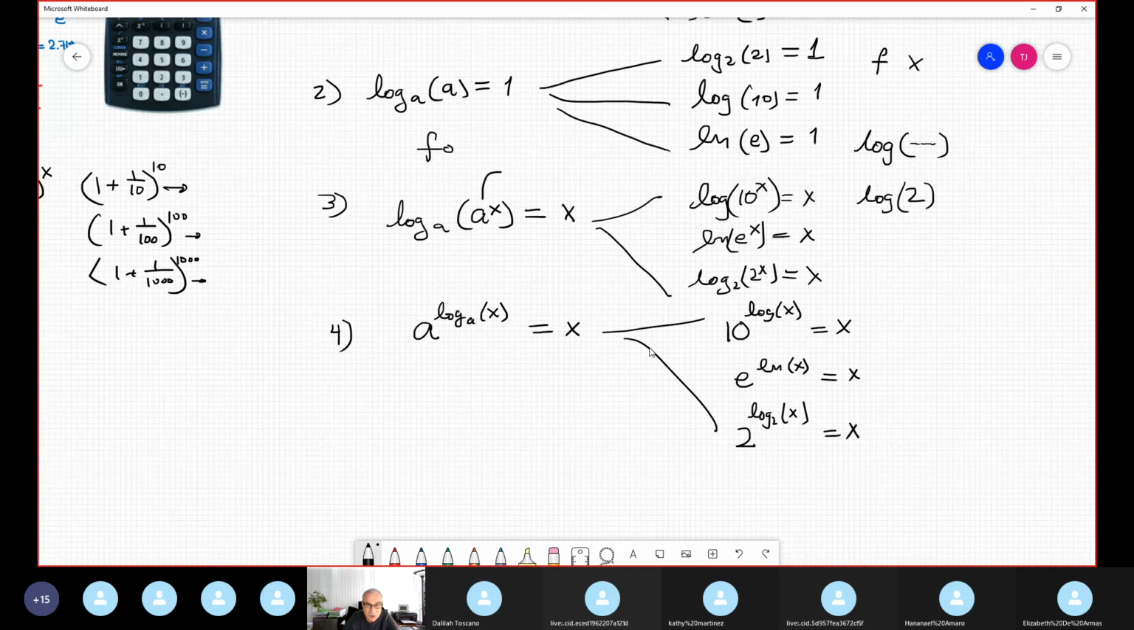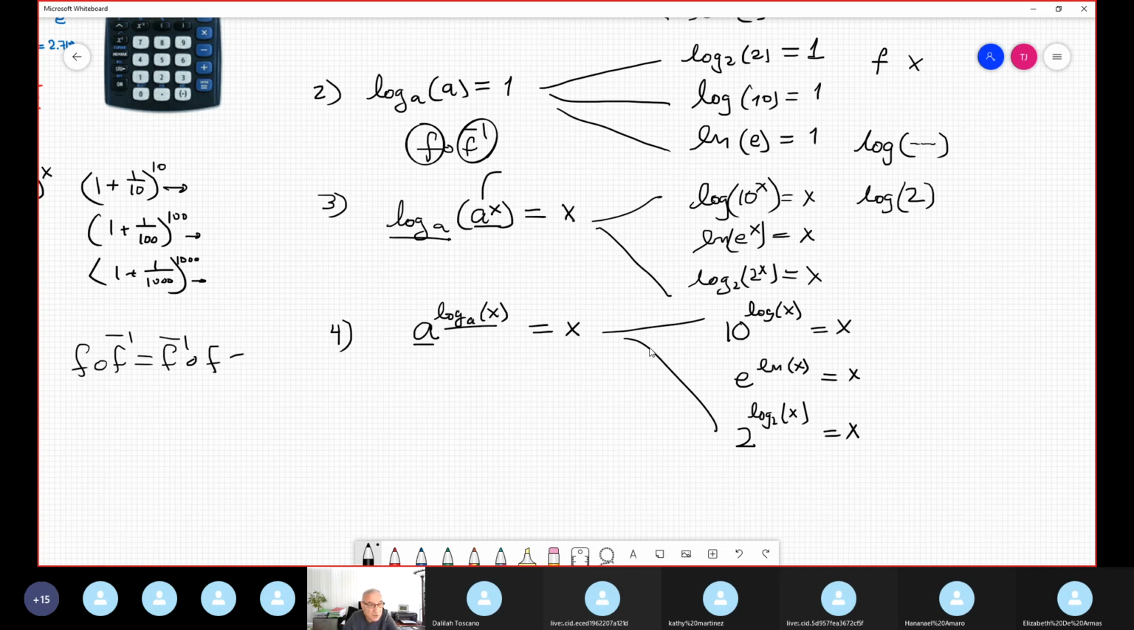Remember the notation for the composition. We have one function first and one function second, no? In this case, the first is the exponential and the second is the logarithm. In this case, the first is the logarithm and the second is the exponential. But it doesn't matter the order because I know that f composition f inverse is equal to f inverse composition f is equal to the identity function. This is no surprise for us.